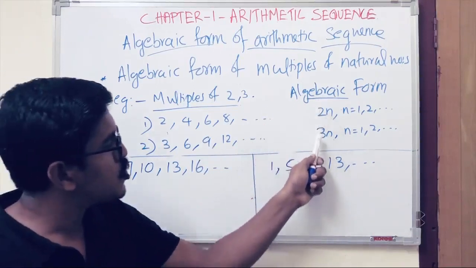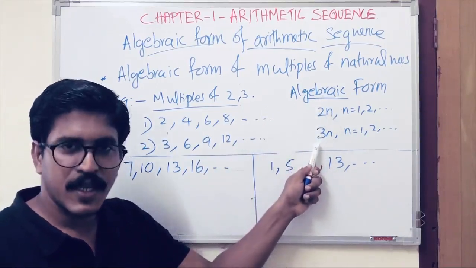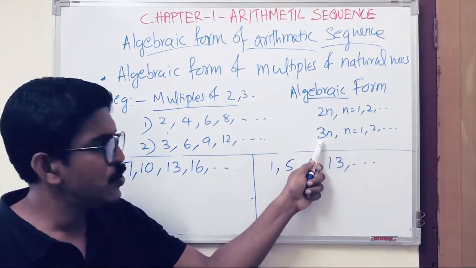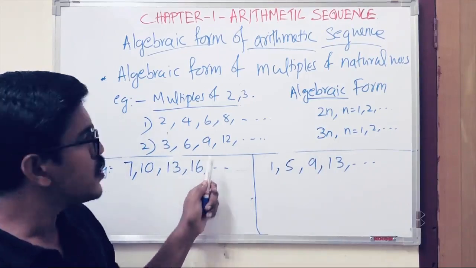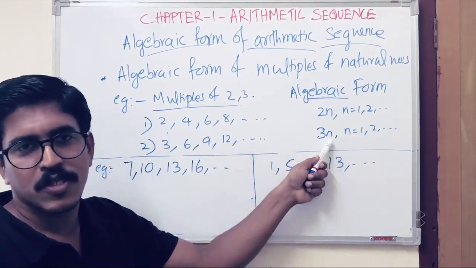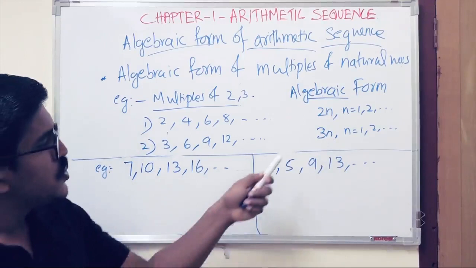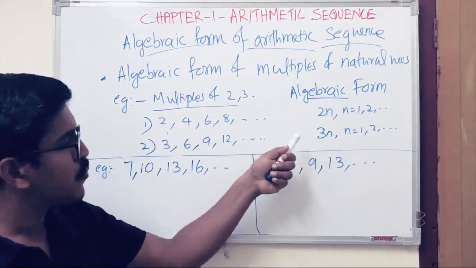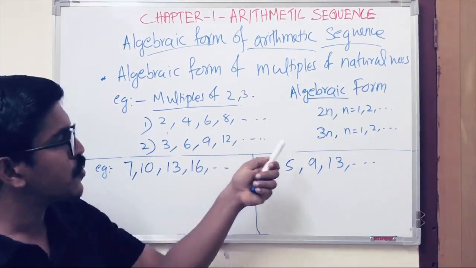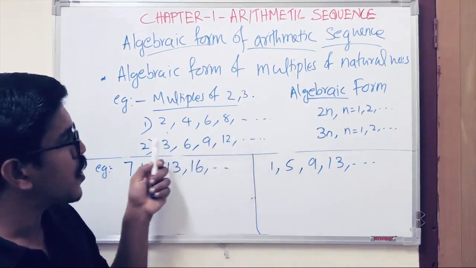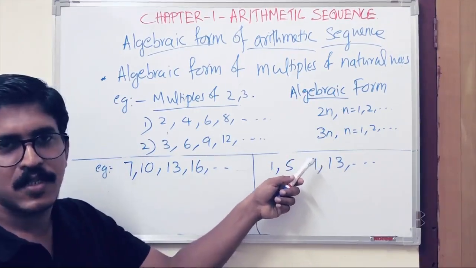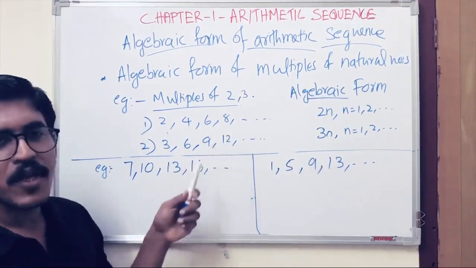So the general form or algebraic form of multiples of 3 is 3n. If you put n equal to 1, the first term 3 will come. If you put n equal to 2, 3 into 2, 6 will come. So in this way, you can construct all the terms from this particular form. This is the algebraic form. In general, if you take any natural number, say 100, and write its multiples, you can write the algebraic form as 100n.